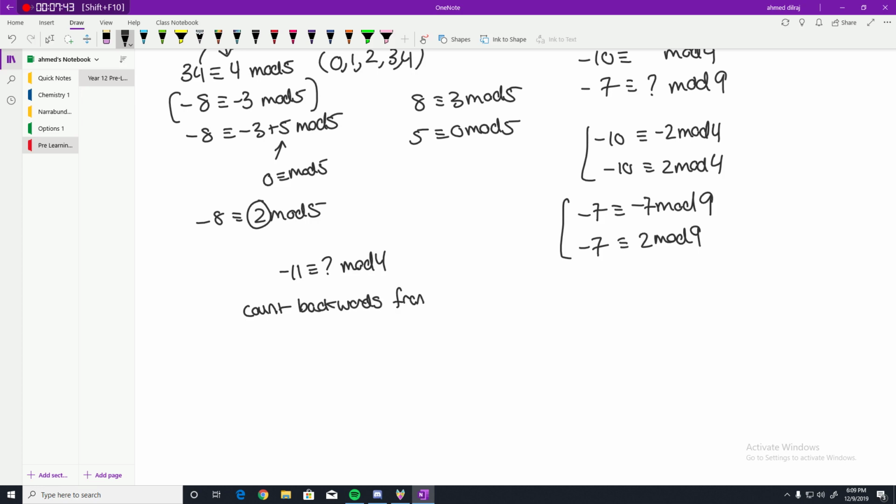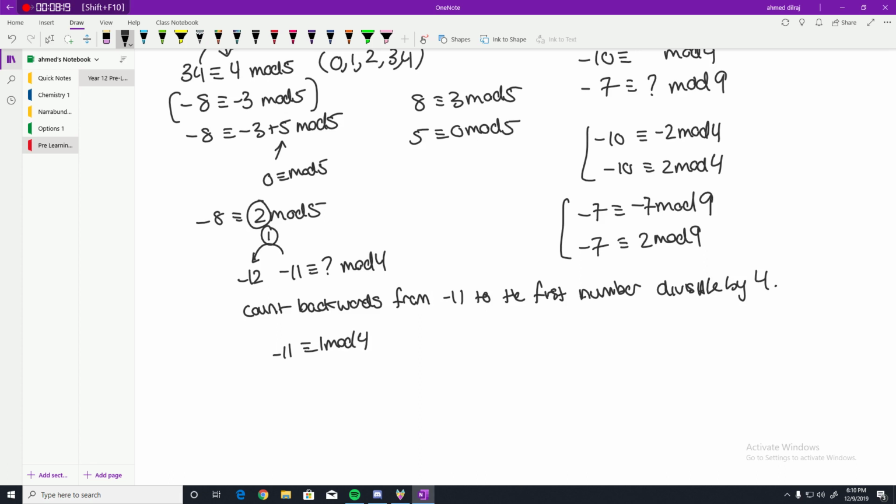So you're going to have to count backwards from minus 11, sorry, to the first number divisible by 4. Whoops, that's bad handwriting. So what I mean by that is from minus 11 we count backwards. If we just count backwards 1, we get minus 12, right? And minus 12 is divisible by 4. So we actually counted back just 1, right? So minus 11 is congruent to 1 mod 4, right?